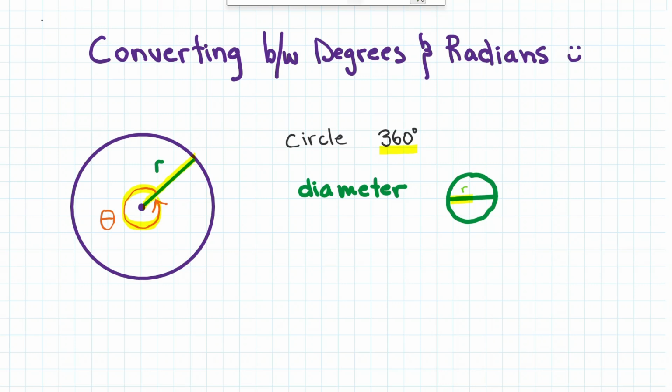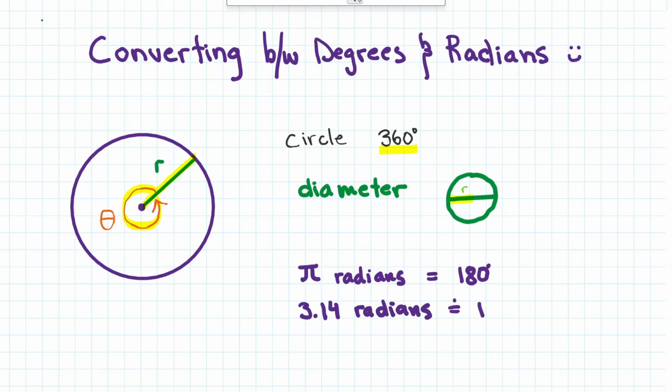So we're going to now introduce the new concept of radians. Pi radians is equivalent to 180 degrees. Okay? And approximately how many radians are in pi? Well, we know pi is a number that goes on with an infinite amount of decimal points, but if we were to approximate it, it's approximately 3.14 radians. And that is approximately equal to 180 degrees.